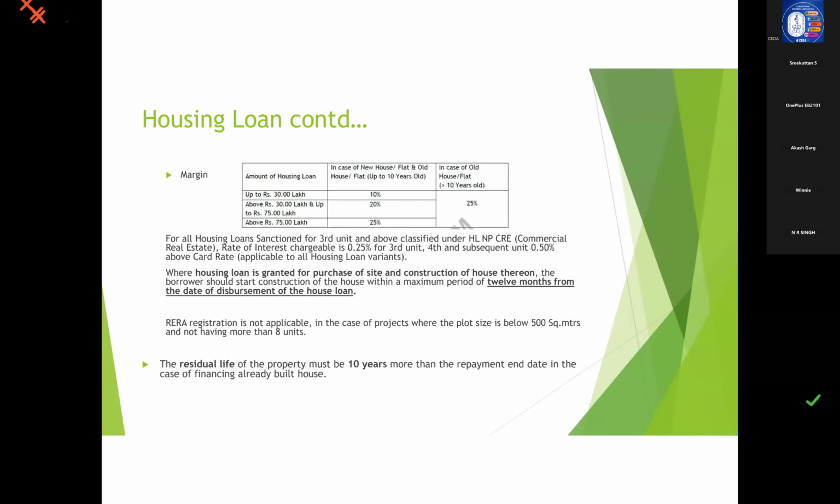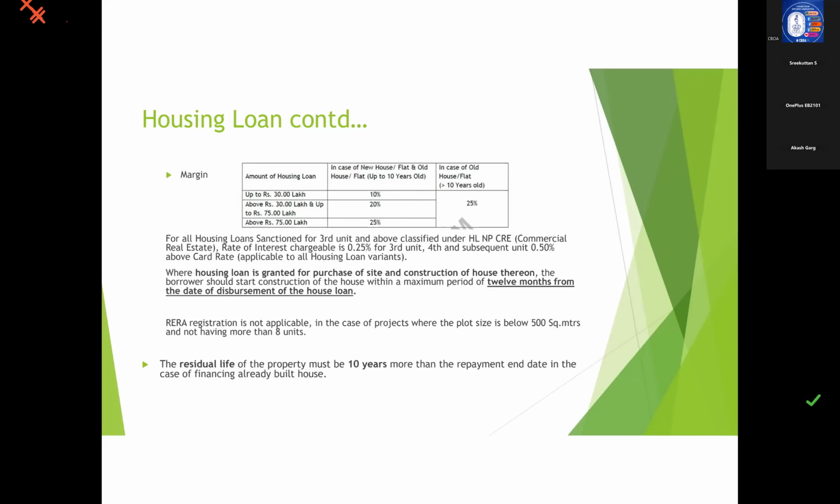already existing building. In the case of an already existing building, the residual life of the property must be 10 years more than the repayment end date. I'll tell with an example, then you will be clear about it. Suppose you are financing the purchase of a house, and you took the valuation report. In the valuation report there is a column called residual life. The valuer will mention that this particular building has a residual life of, say, 20 years. If they have mentioned 20 years, then the maximum repayment period that you can give is 20 minus 10, that is 10 years only.